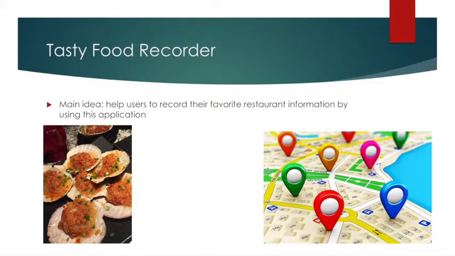As you can see, the name of my application is called Tasty Food Recorder. What my application does is basically record the user's favorite restaurant information and store it permanently. If a user finds a restaurant where the food is very tasty, and wants to record it in order to visit later, tomorrow, next month, or one year later with friends, this application will definitely help him a lot.